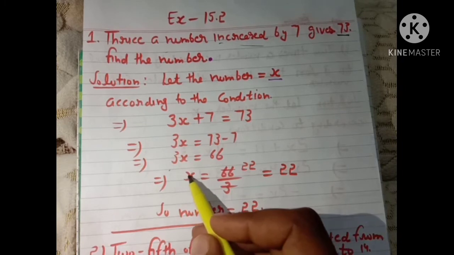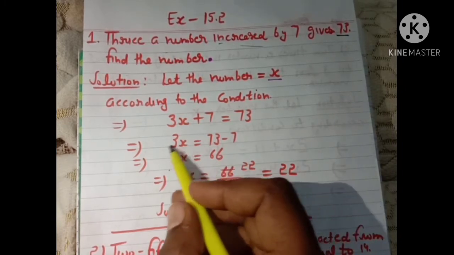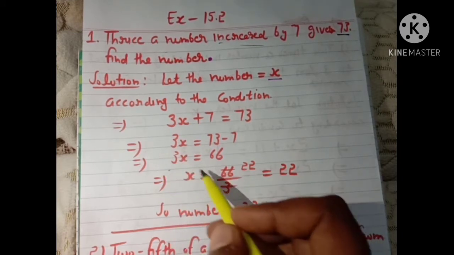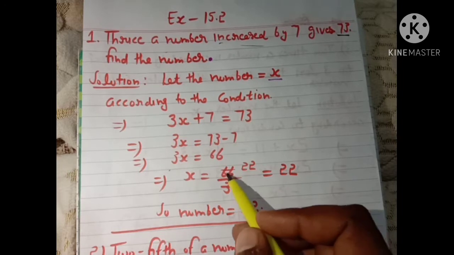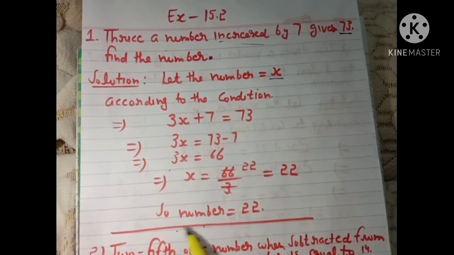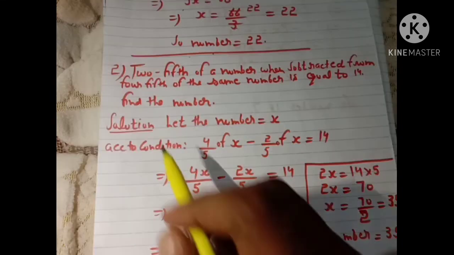Now at the end x is equal to 66 by 3. You know that when 3 is multiplied here, we have to take it to the right hand side, and then it goes into the denominator. So 66 by 3, and after cancellation it will become 22. So the number is 22. So this is the solution. Okay, now see the second sum.